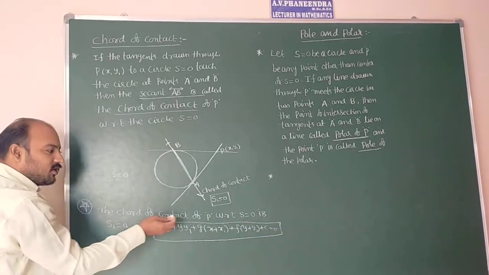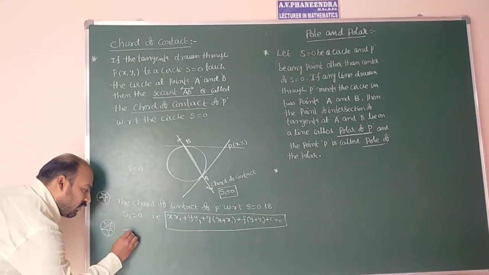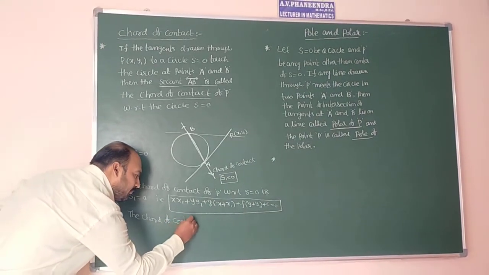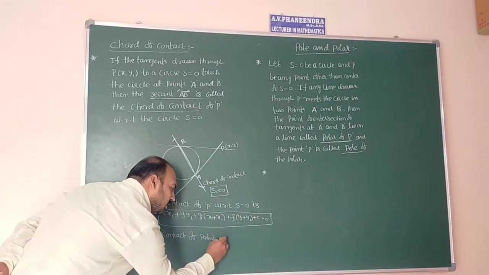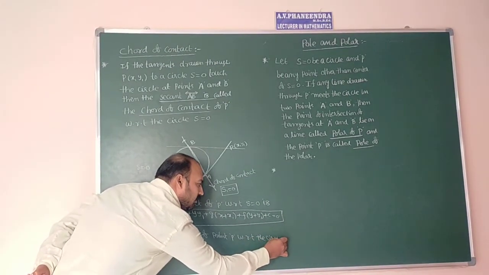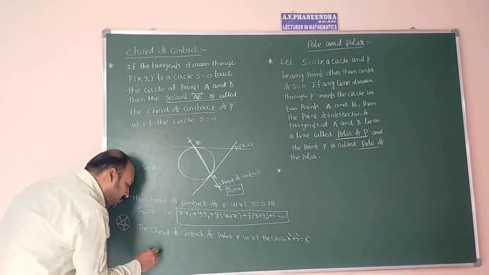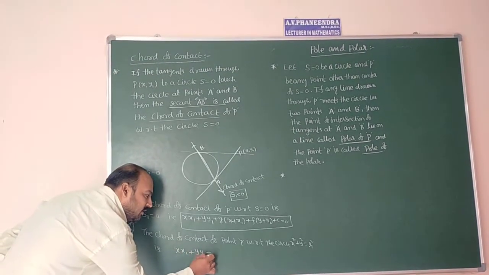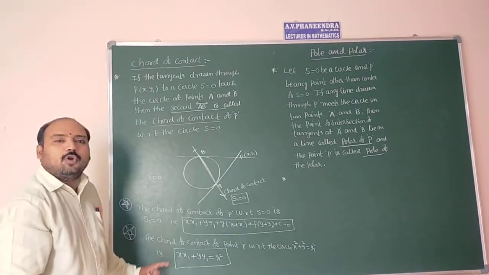Suppose it is not the general equation of a circle but the standard equation of a circle. The chord of contact of point P with respect to the circle x square plus y square equal to r square, or a square, is xx1 plus yy1 equal to r square. According to this circle, this is the chord of contact.